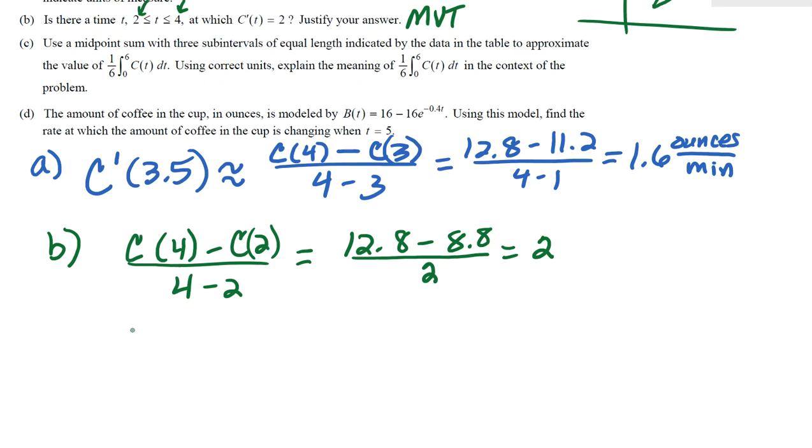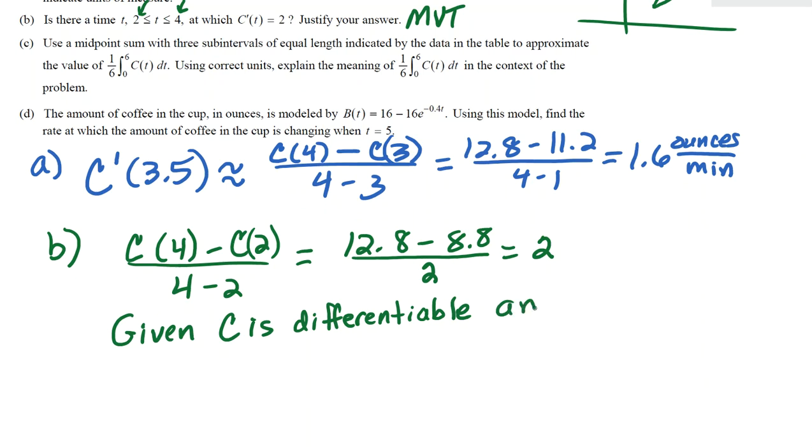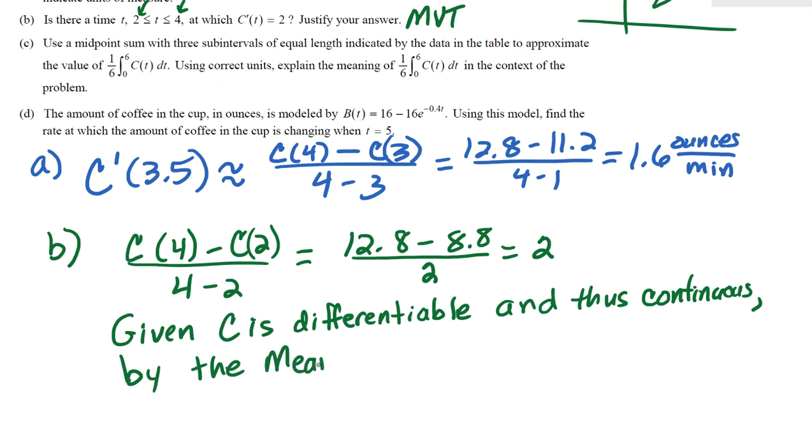We knew that C was differentiable. Given C is differentiable, and thus continuous, which I don't know if they would expect that you write both. I think that's not really necessary, by the mean value theorem. And if you're short for time, I think MVT would be okay.